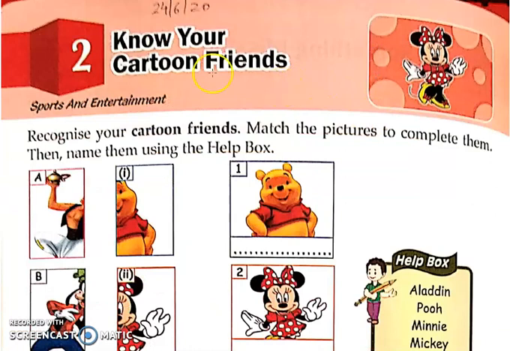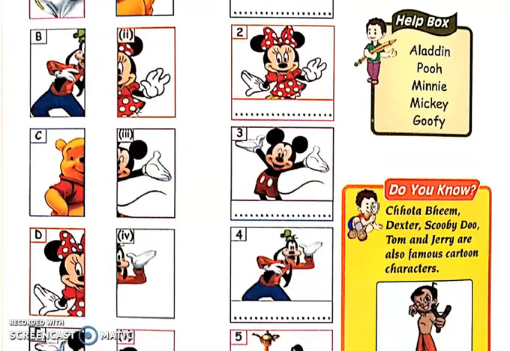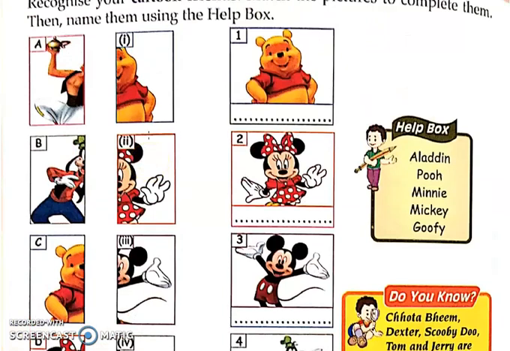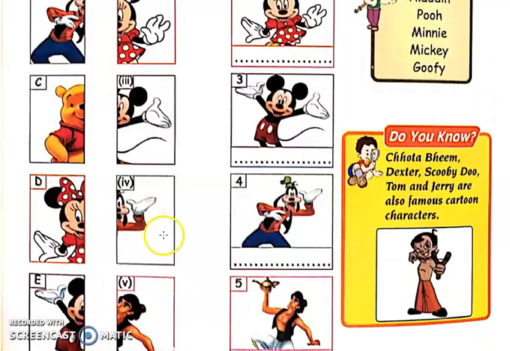Today we will be doing chapter 2, Know Your Cartoon Friends. Now see this. Here the pictures are given of 5 cartoon characters. See, it is given in 2 parts. Half the picture is given over here and half pictures are given in this column. So what you will do, you see over here. See this half picture. This is of which character? Then you find that character in this box. You have to do like that.